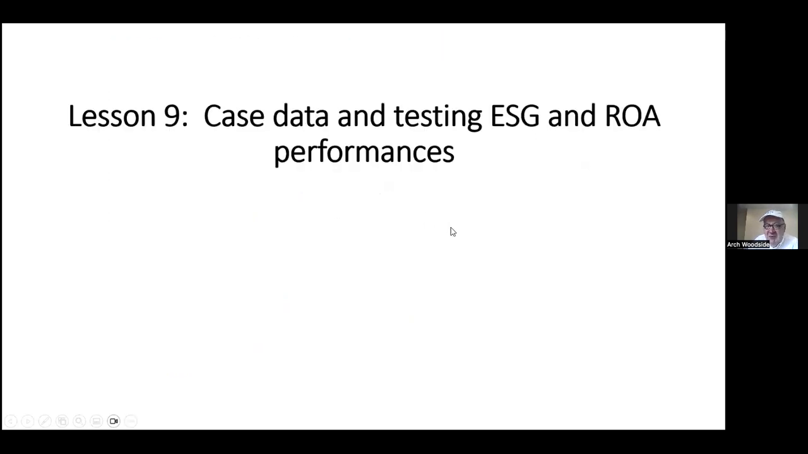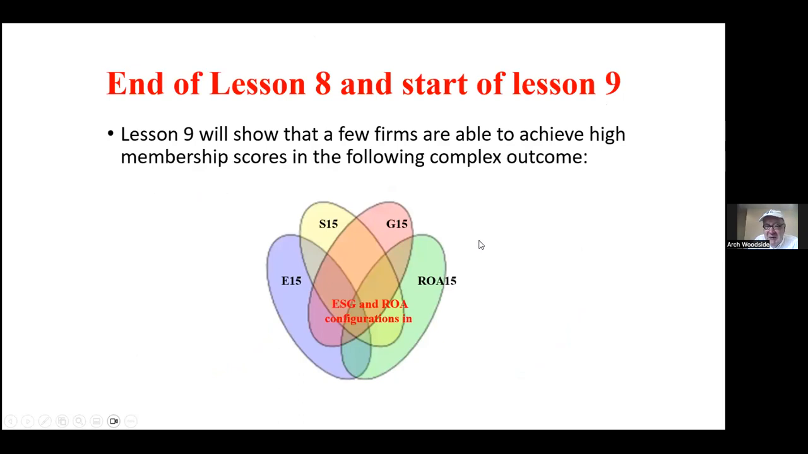that's going to pretty much finish up lesson 8. The basic conclusion of lesson 8, to think in terms of combinations, okay? Lesson 9 would show a few firms are able to achieve high membership scores in the following complex outcomes. So this is an outcome, okay?